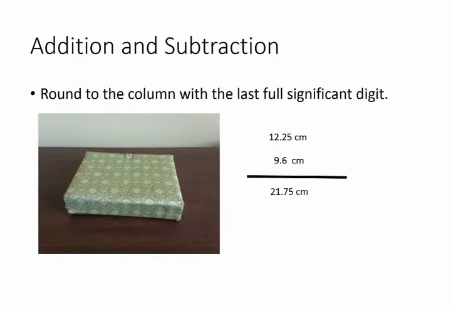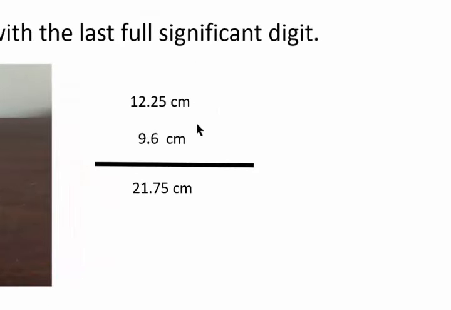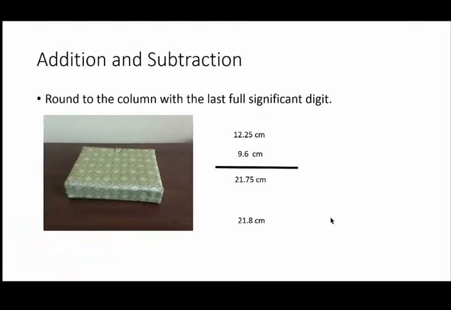I get my total answer, and then I look at my digits. If you can see here, this is a complete significant digit into the hundredths of a centimeter, and this one does not have a hundredths of a centimeter. So that is not full, and the column that is full is the tenths. So I come to my answer and I have to round to my tenths of a centimeter. So my final answer is going to round up to 21.8 centimeters.